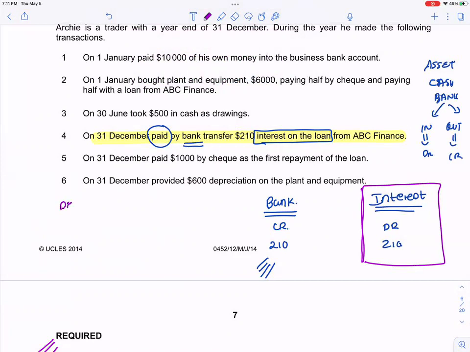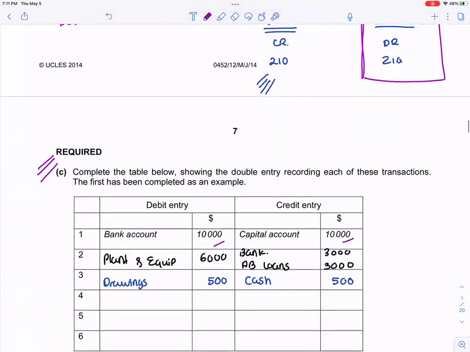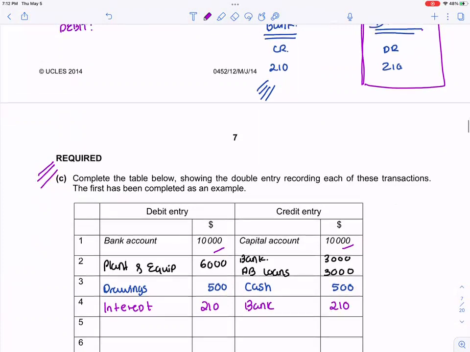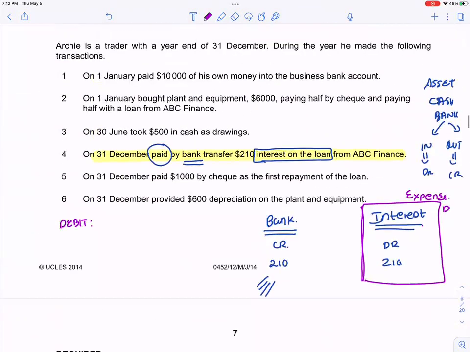I told you it's because interest is an expense. So paying interest is an expense. So debit all expenses and losses, credit all income and gains. So the entry would be interest 110 and bank 210. So it's not that hard, just some rules you need to remember.